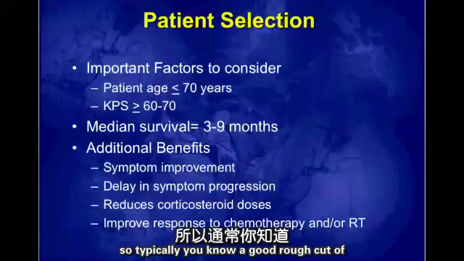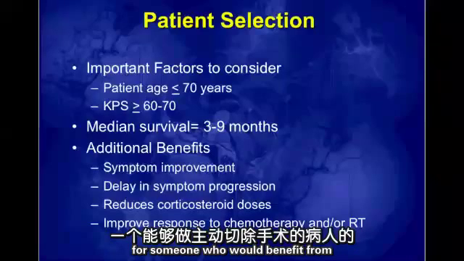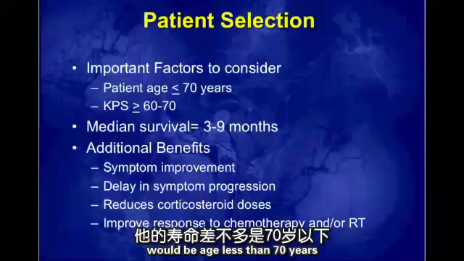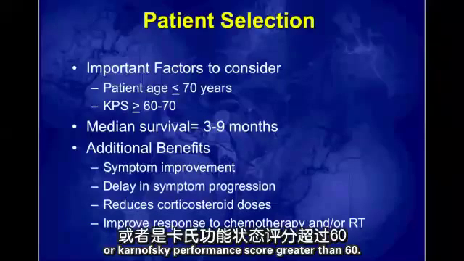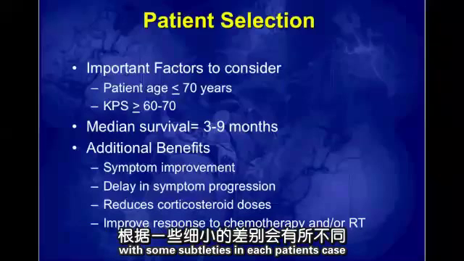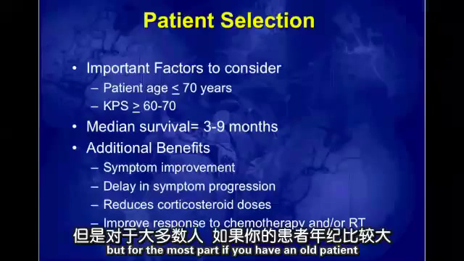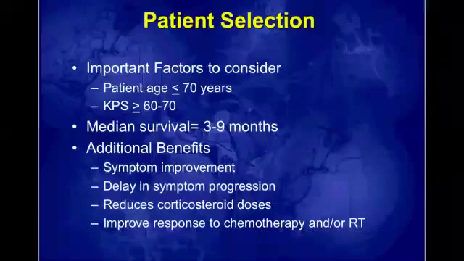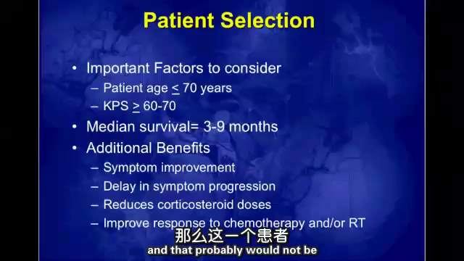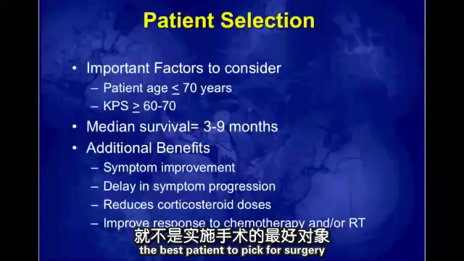Typically, a good rough cutoff for someone who would benefit from aggressive surgical resection would be age less than 70 years or Karnofsky performance score greater than 60. These aren't absolute cutoffs, as they kind of vary. There are some subtleties in each patient's case. But for the most part, if you have an old patient with a very poor Karnofsky score, the surgical outcome's not going to be ideal, and that probably would not be the best patient to pick for surgery.